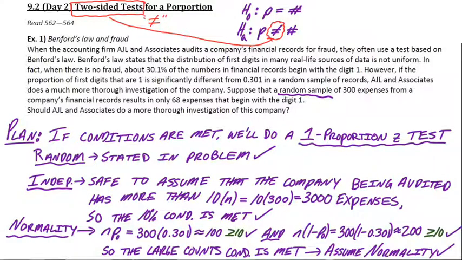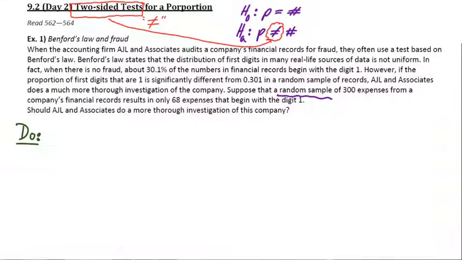All right, so we met all 3 conditions. We said what type of test we're going to run. So now it's just time for the do step. For the do step, if you'll remember, there's 2 things that I need to see. One of them, we have to calculate the test statistic. In this case, that's just going to be a z-score. And then when we get that, we'll use that to get our p-value. So those are the 2 things, the test statistic and the p-value.